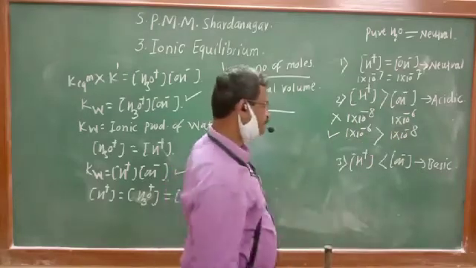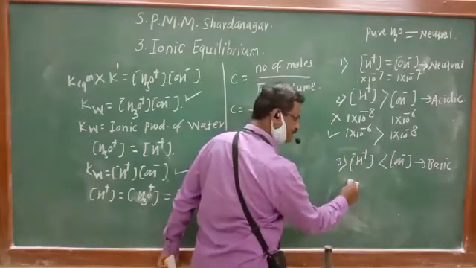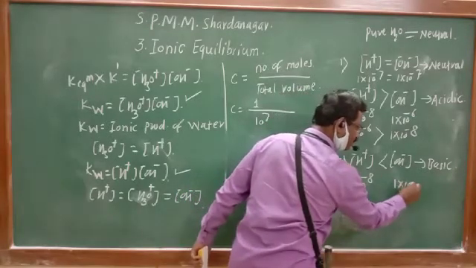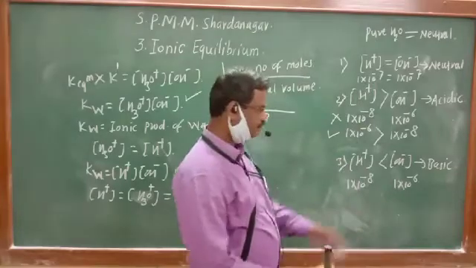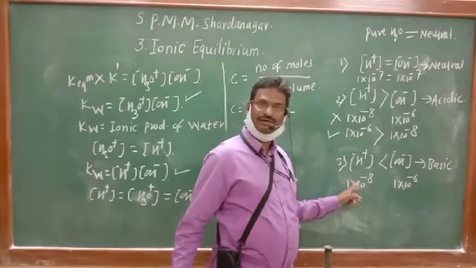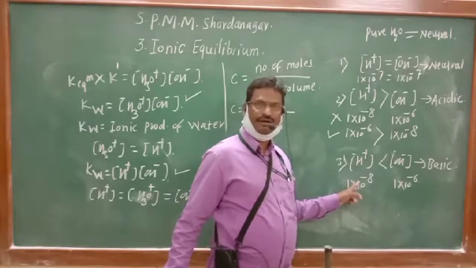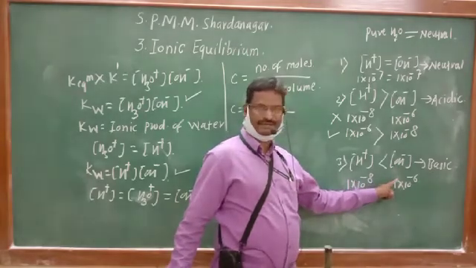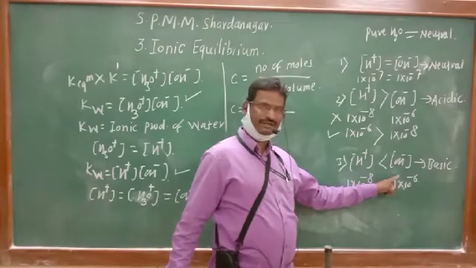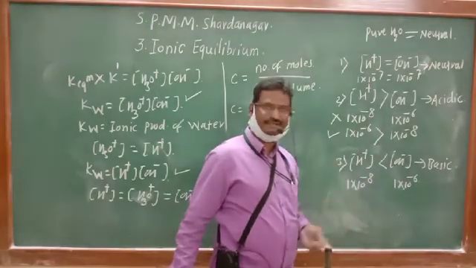Now, the other case, if H plus is less than OH minus. Now this is less, meaning this is 1 into 10 raised to minus 8, and this will be 1 into 10 raised to minus 6. This is greater than this one, so it is a basic solution. Bases are the substances which are capable of giving OH minus ions. So whenever this base concentration is greater as compared with the H plus concentration, the solution is basic.